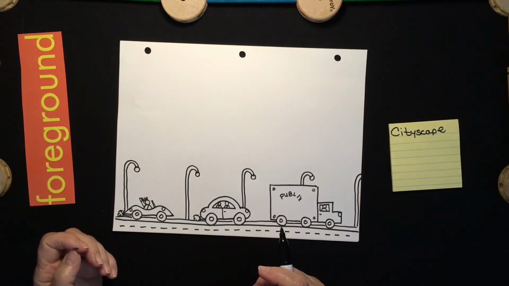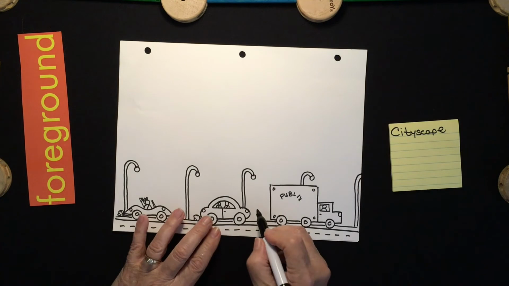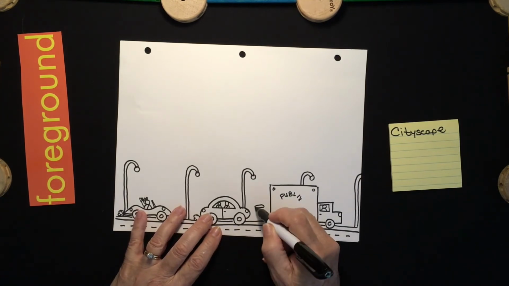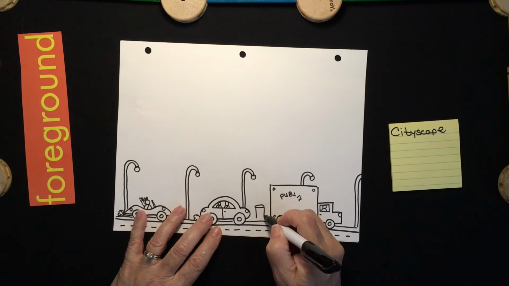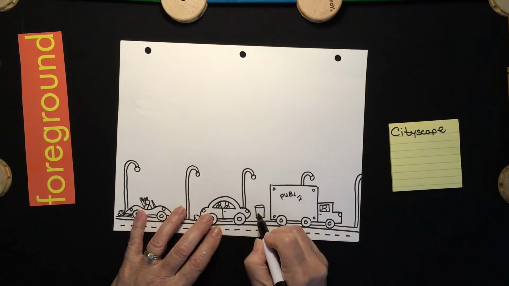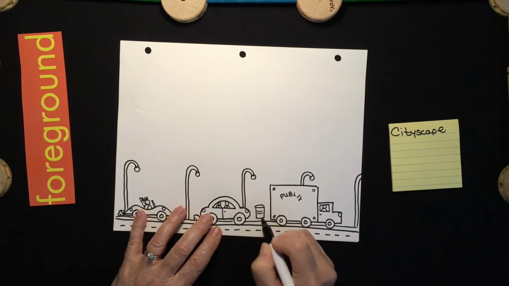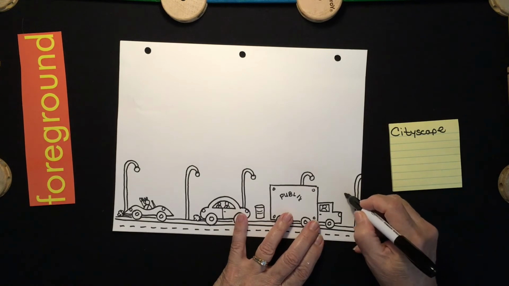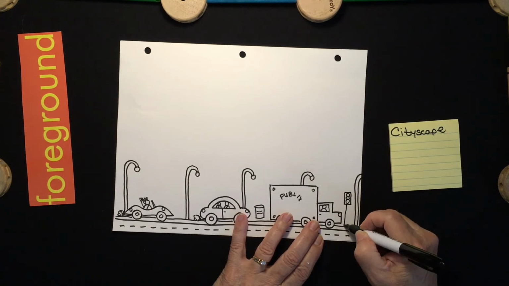Now some other objects. Let's see, how about a trash can? I'm going to make a trash can by making an oval on its side, 2 straight lines, and a curved line. That's a good trash can. I don't know that I can write it, but I can pretend like there's a little sign on it. And maybe I'll make a street light here. Watch this. Rectangle, red light, yellow light, green light. There's the pole.